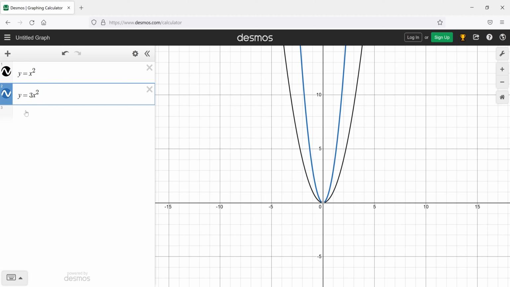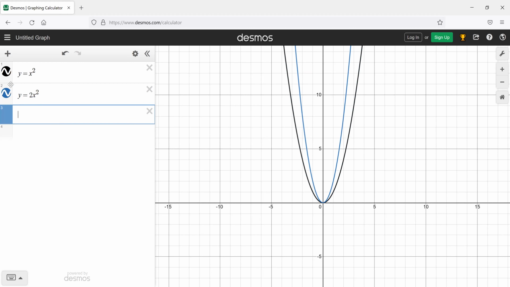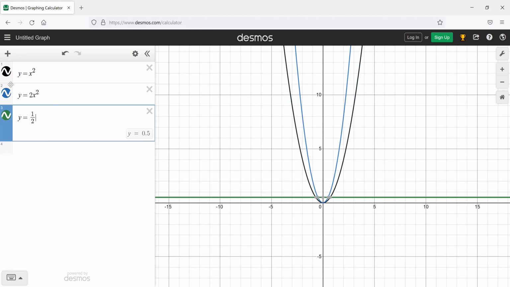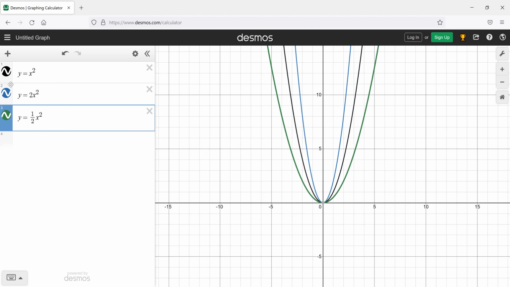Okay, let's try. Let me just change this to a 2, and then let me try another one here. I think there's a bit of exploration here. So let me get rid of that one. Compared to the original, which is in black, in green there is 1/2 x squared. What do you see? Could you just describe that for me? It's like the original is half the size.